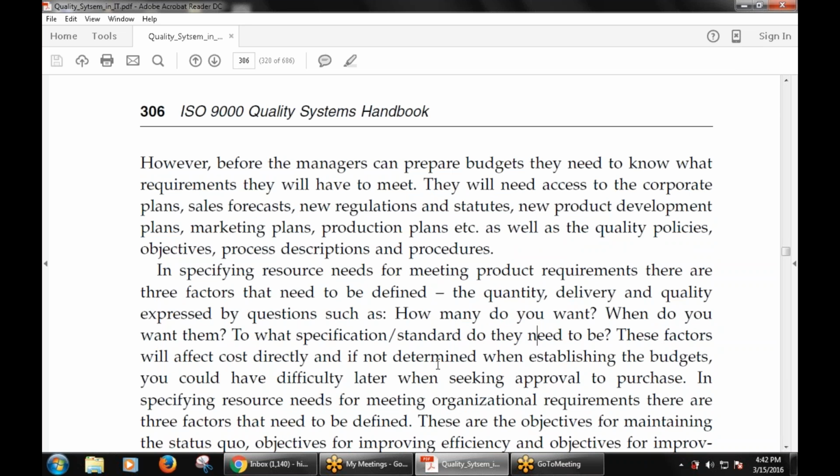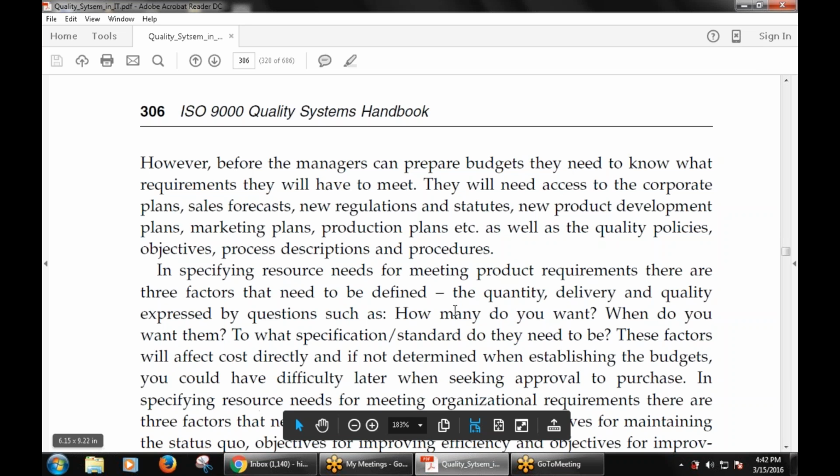These factors will affect the cost directly, and if they are not determined when establishing the budgets, you could have difficulty later when seeking approval for the purchase. So whatever purchases are required, that is required for purchase management.